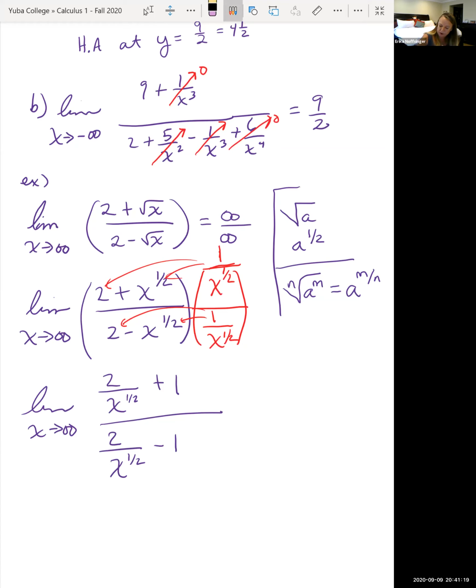And so now when we plug in infinity, 1 over infinity is going to go to 0. In this case, 2 over infinity, square root of that still goes to 0. So we're left with 1 over negative 1, which is negative 1. So that's telling me that I have a horizontal asymptote. The end behavior of my graph as x is going to infinity is negative 1.